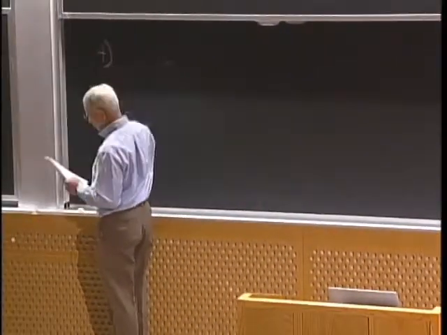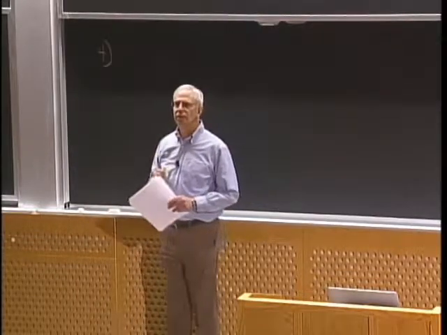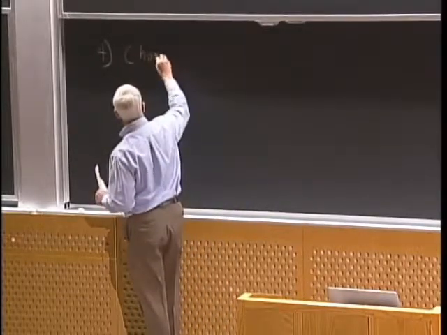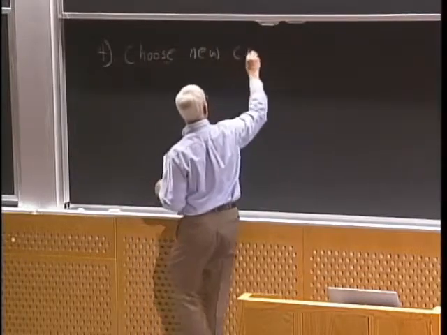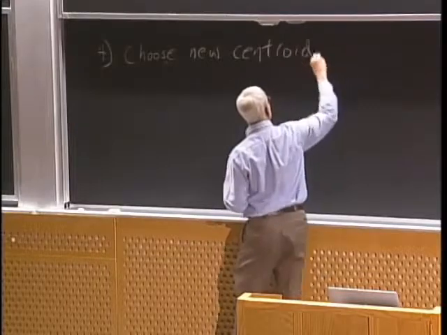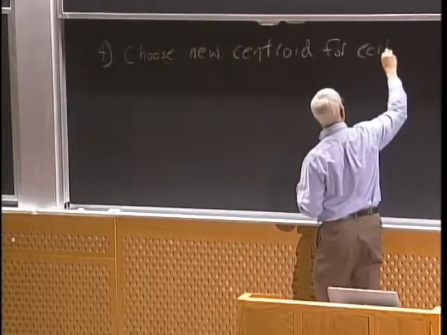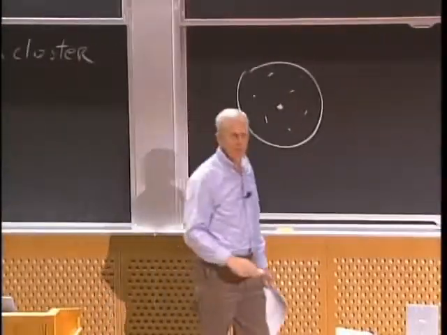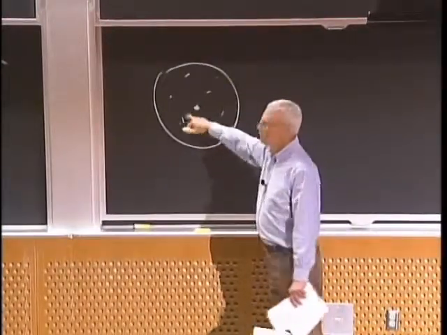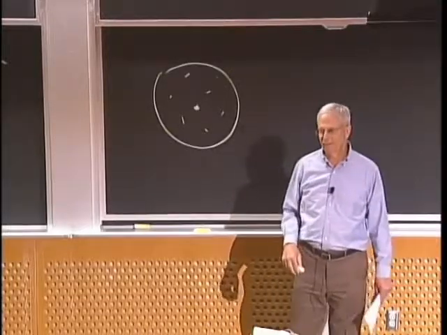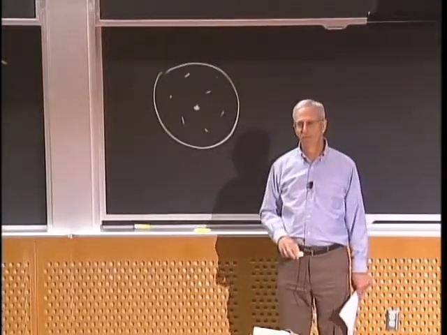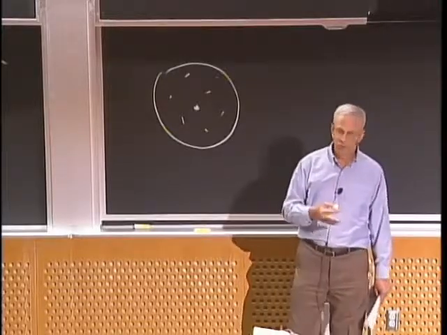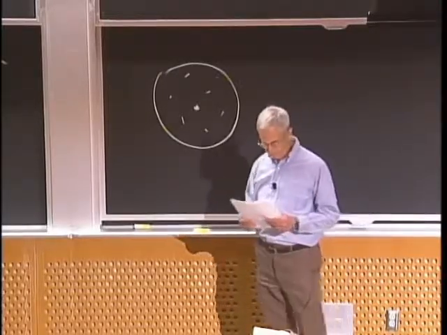Step 4 is for each of the k clusters, choose a new centroid. Now remember, initially I just chose k centroids at random. Now I actually have a cluster with a bunch of points in it, so I could, for example, take the average of those and compute a centroid. And I can either take the average or I can take the point nearest the average. It doesn't much matter.